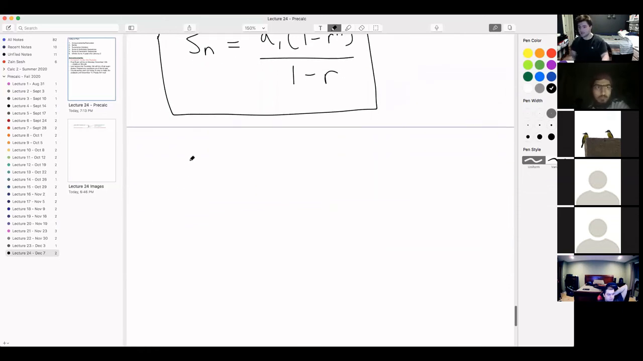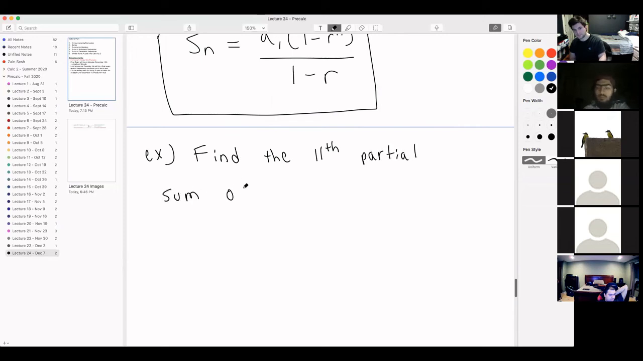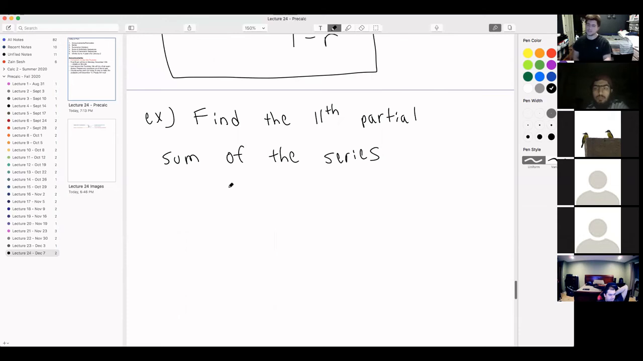Okay, so example. Find the 11th partial sum of the series. I'm not going to write it in summation notation. I'm just going to write out the sum of the series: 8 plus 4 plus 2 plus 1 plus dot, dot, dot. So this is a series, and I want you to find the 11th partial sum, aka the sum of the first 11 terms of this series.